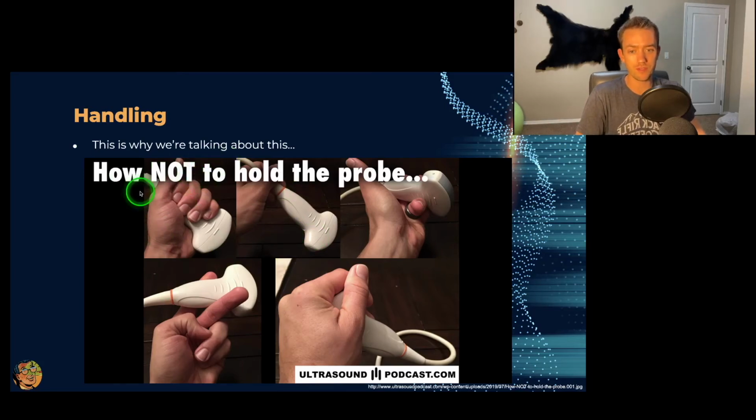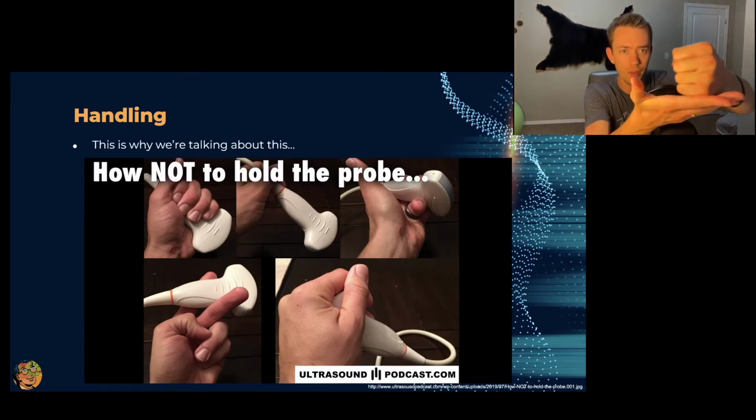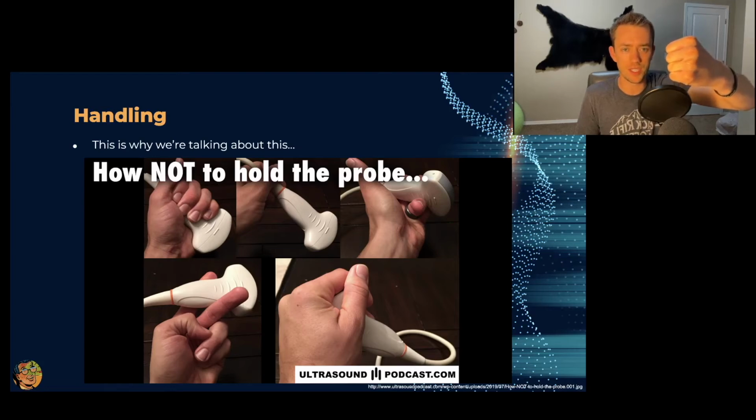Problem with this one, you've got great control of the probe. Great control. You have all the control in the world. You got a death grip on it. Put it on the patient. Problem is, there's slippery ultrasound goo on the bottom, and you don't have any contact with the patient. You have no base for your probe. All it is sitting on is slipperiness.